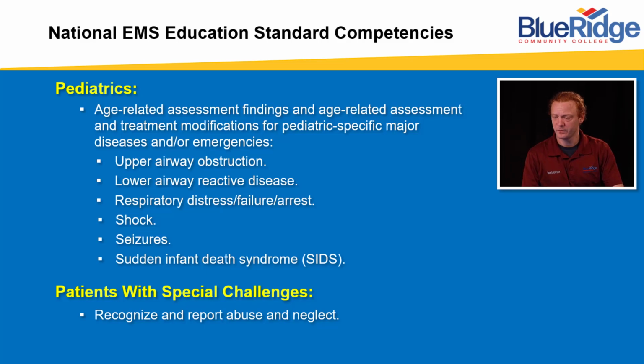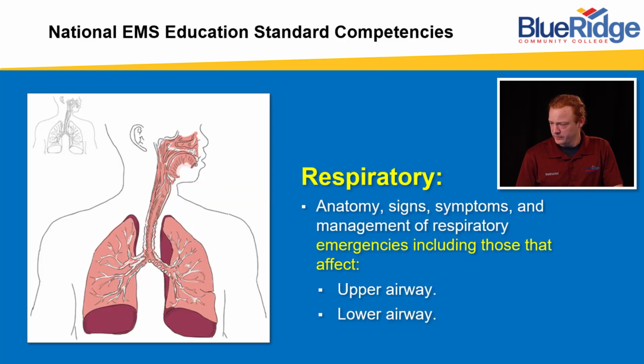Pediatrics, so age-related assessment findings and age-related assessment and treatment modifications for pediatric specific major diseases and or emergencies, looking at upper airway, lower airway, respiratory, shock, seizures, and SIDS, or sudden infant death, and recognize and report abuse and neglect, and how to manage those situations as well. So in our pediatric respiratory system, we're going to look at our anatomy, signs and symptoms, and management of respiratory emergencies, including those that affect both the upper and the lower airways.